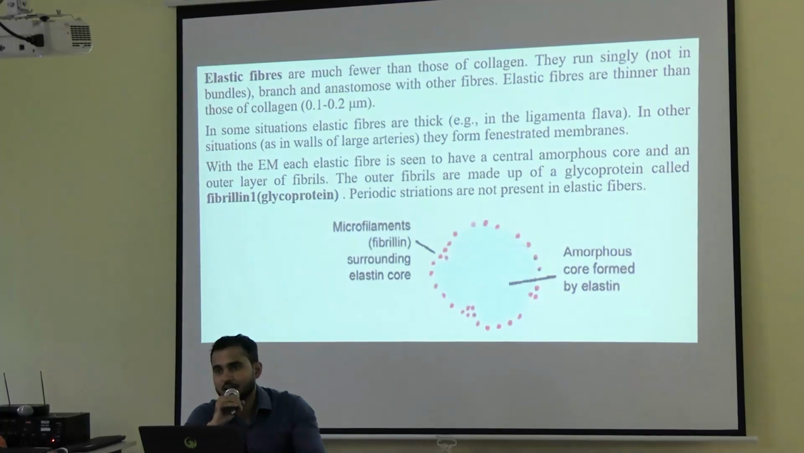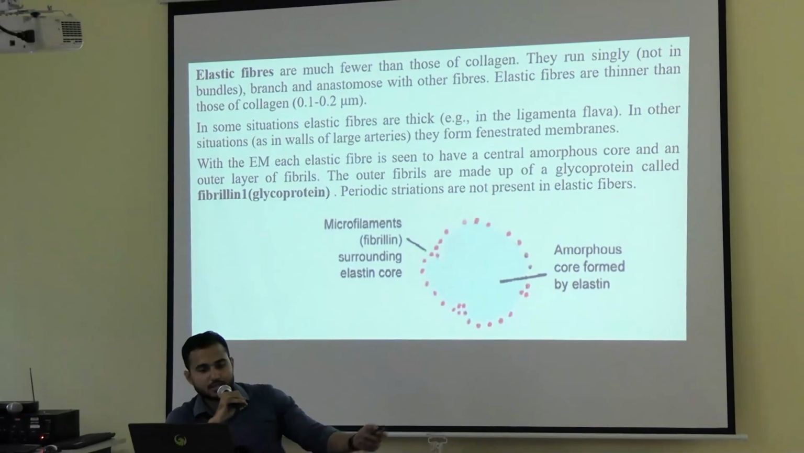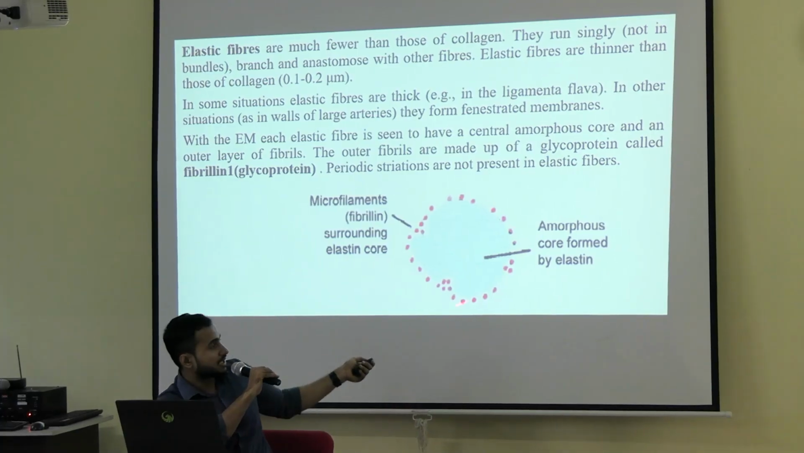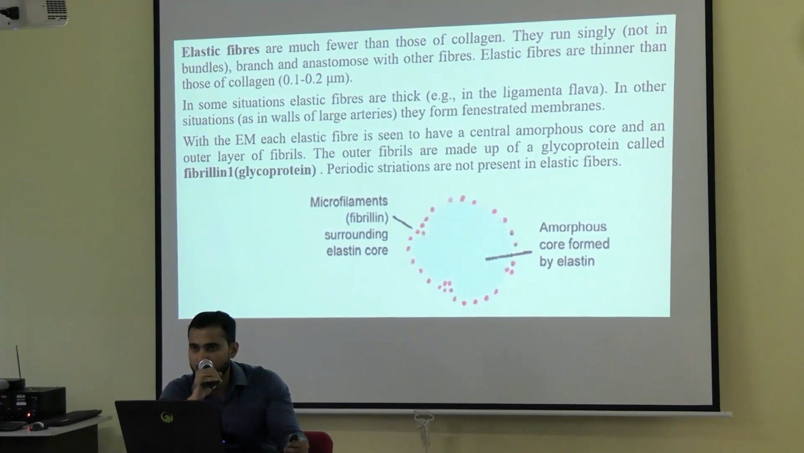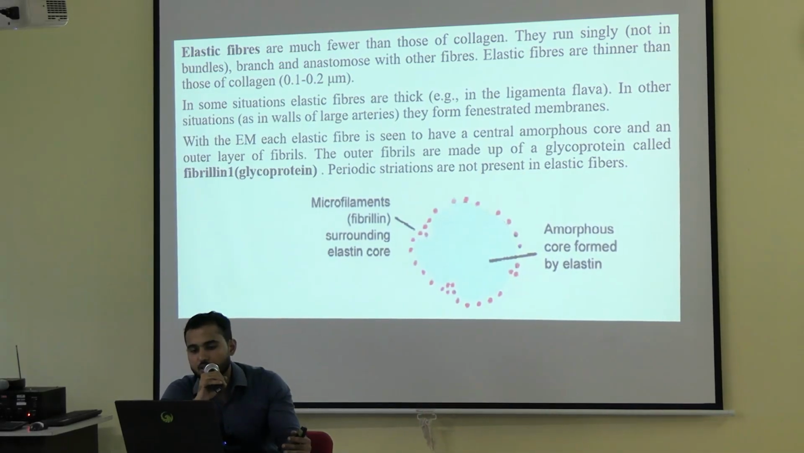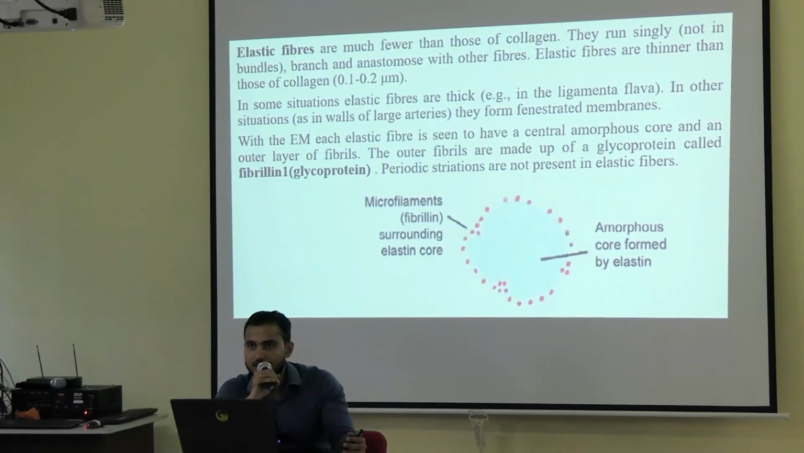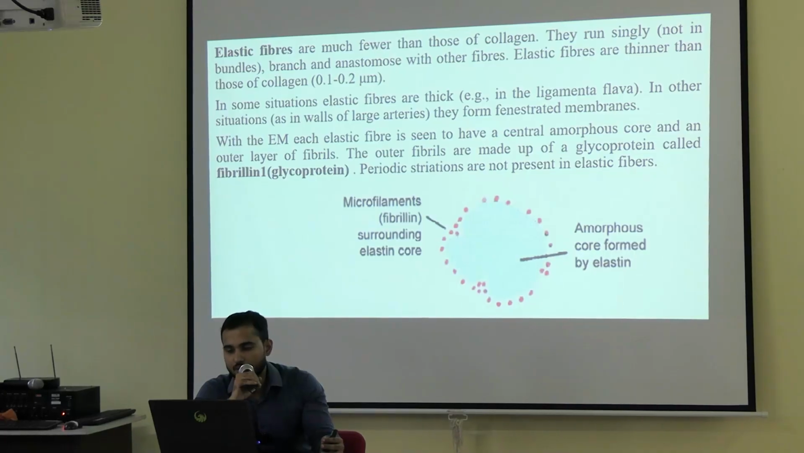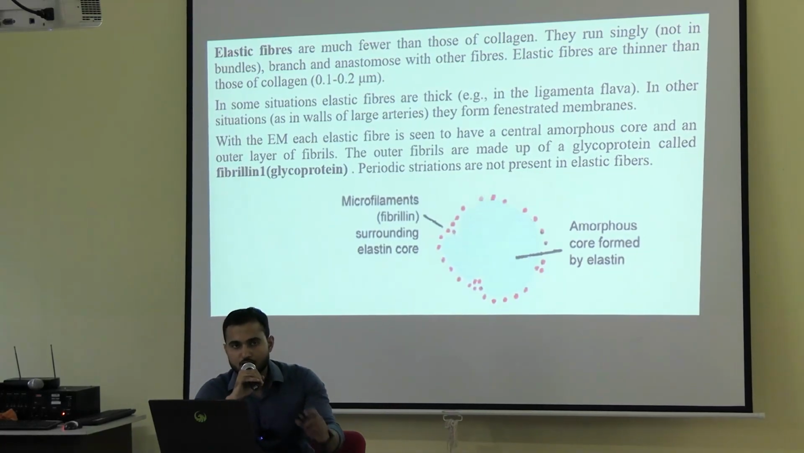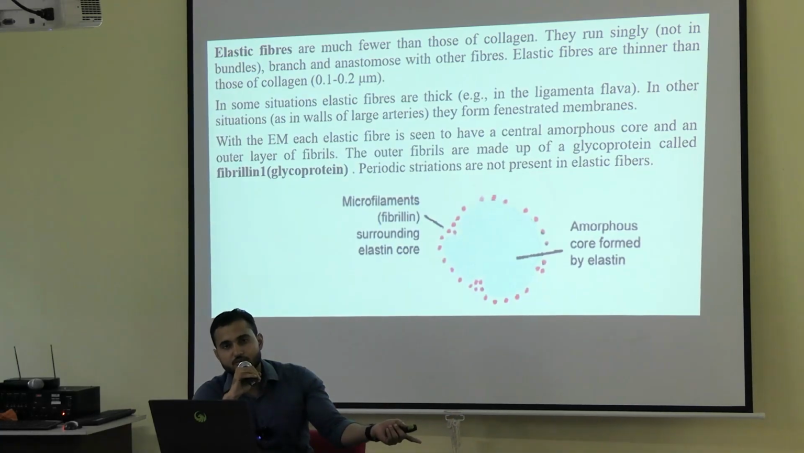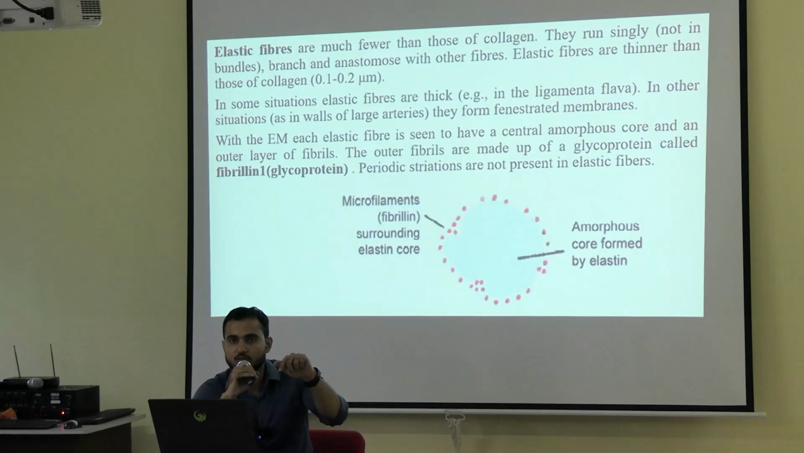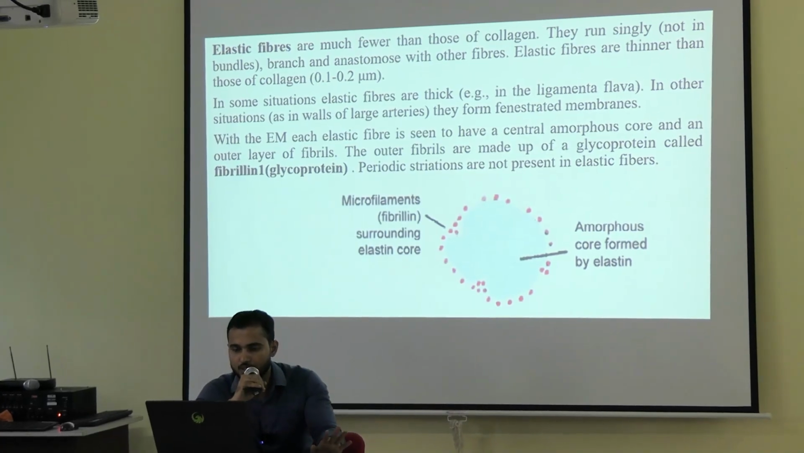Around the core you can see a glycoprotein. Okay, that is called as fibrillin. These are made up of filaments, and those filaments are nothing but a glycoprotein, and that glycoprotein is called fibrillin 1. Okay, that can be seen under electron microscope. Now the periodic striations which were present in case of collagen fibers, here those periodic striations are absent because those tropocollagen things are absent over here.